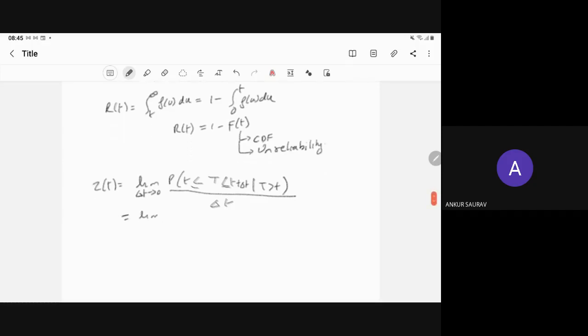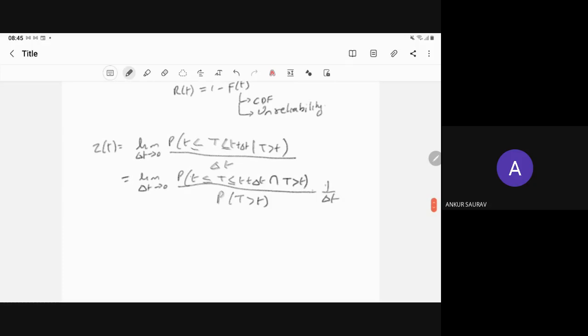The probability of A given B is the probability of A intersection B divided by the probability of B, and 1 upon delta t. Conditional probability means P(A given B) is equal to P of A intersection B divided by P(B).